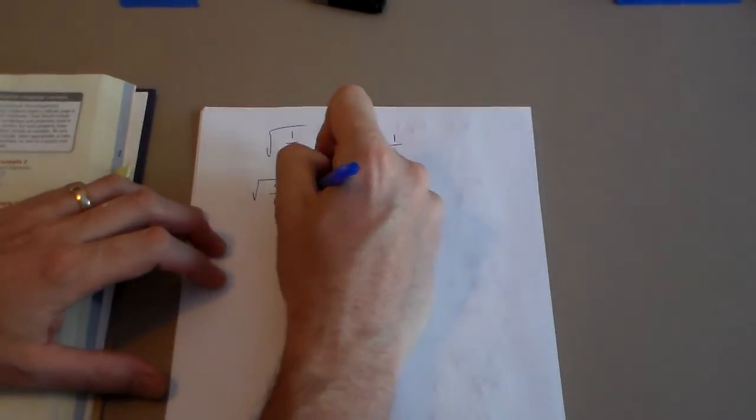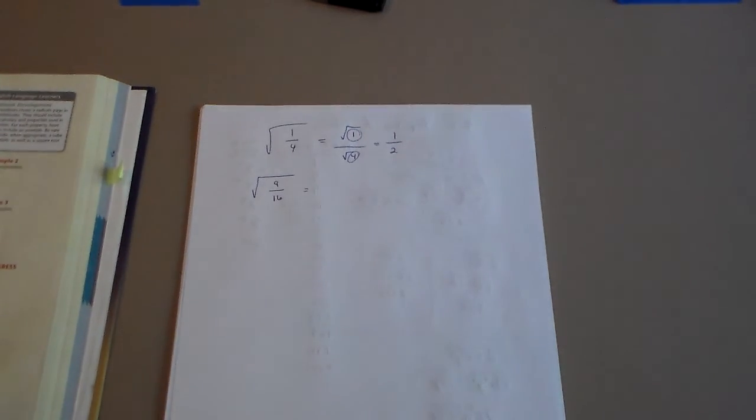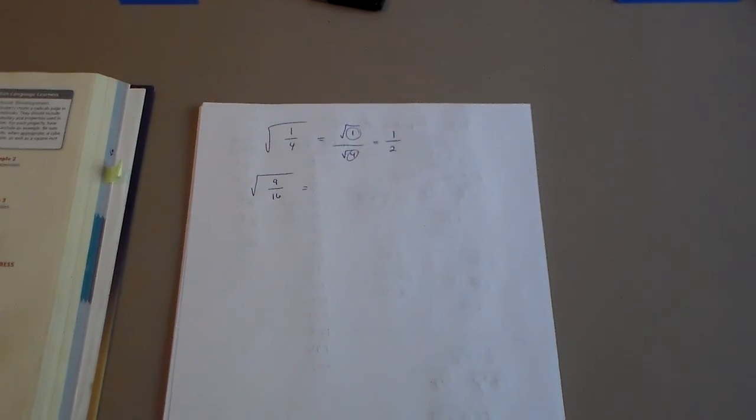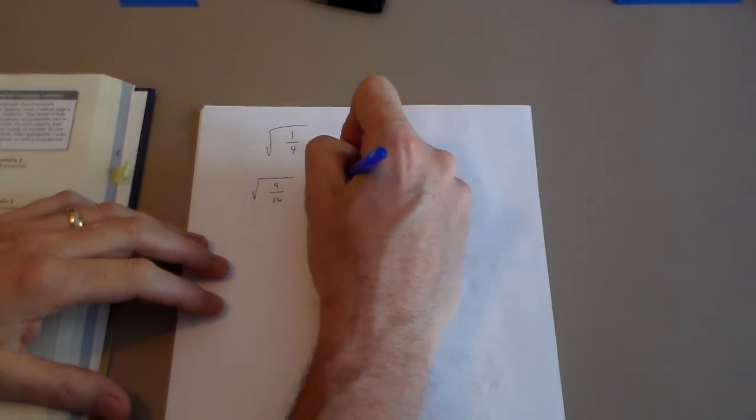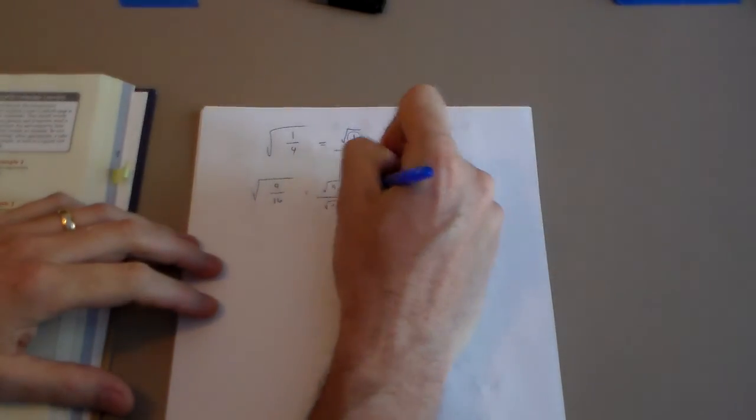Okay? So let's say I had another one. Why don't you guys pause the video and try that one. Hopefully you paused the video and you made it the square root of 9 over the square root of 16, and the square root of 9 is 3.